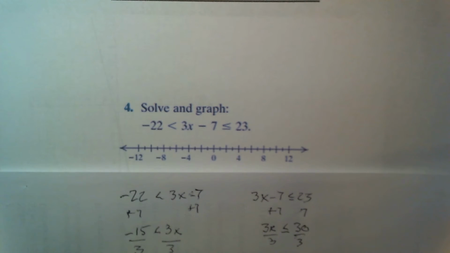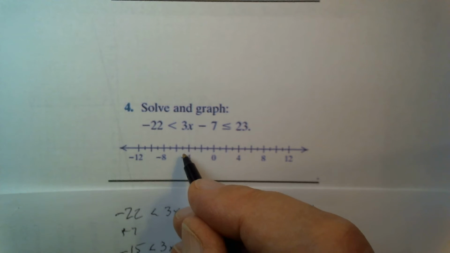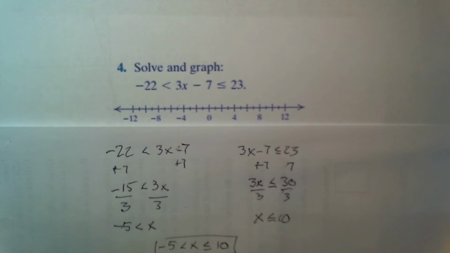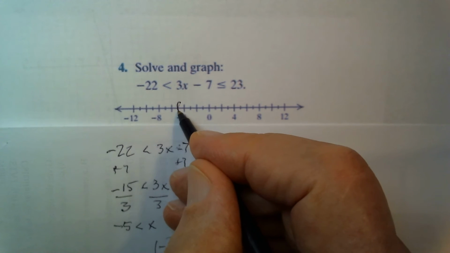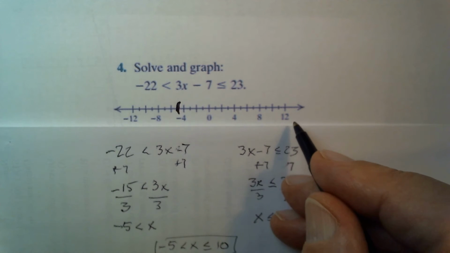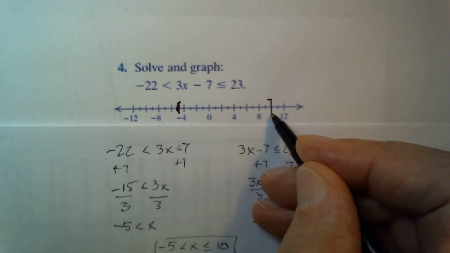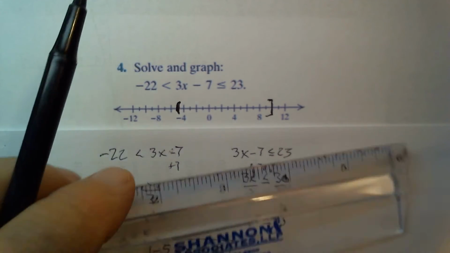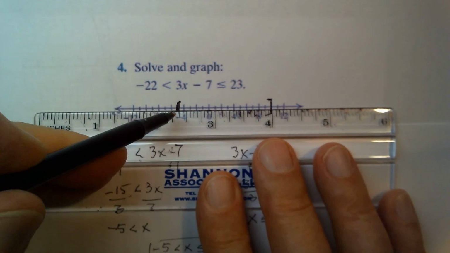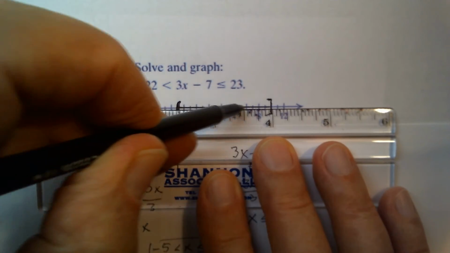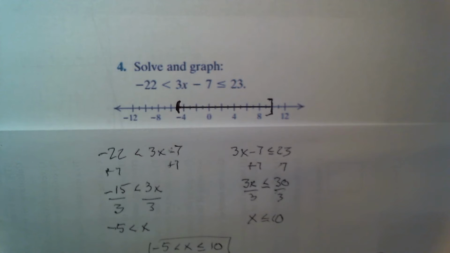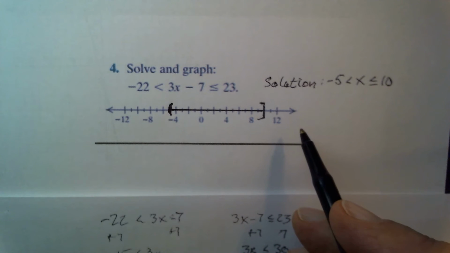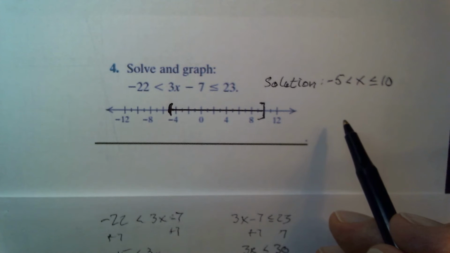So when we graph this, we go to minus 5, which would be here, and that gets a parenthesis because it is an inequality. X is greater than minus 5, so we get a parenthesis here. And we go to 10, which would be here, and that gets a bracket because we have less than or equal to 10. Then we graph a line between these two endpoints, and that would be the graph of the solution to this conjunction. So I rewrote the solution next to the problem statement, and so you have the solution and the graph. Notice in this example that it did not require us to write the solution in interval notation.